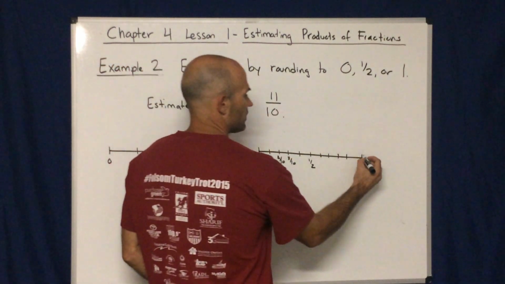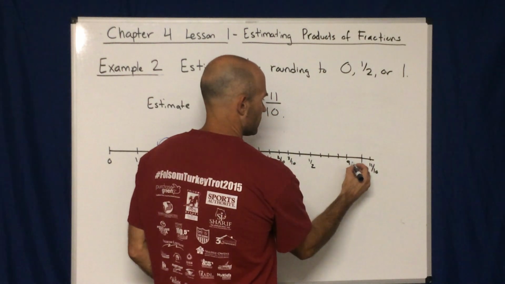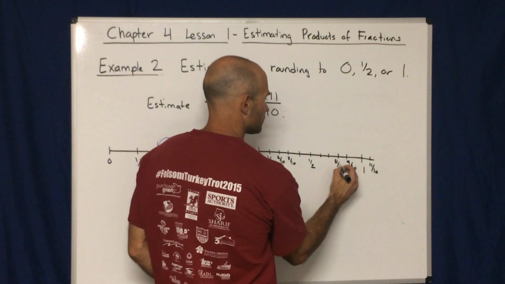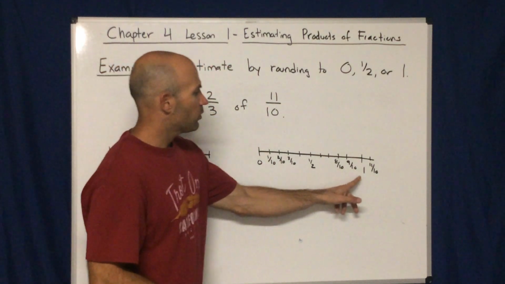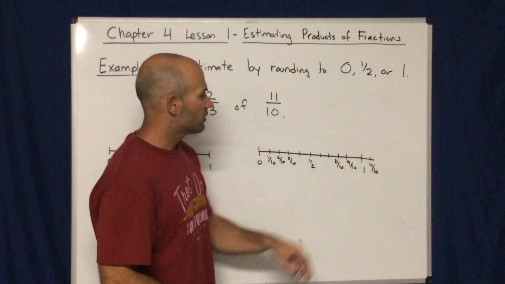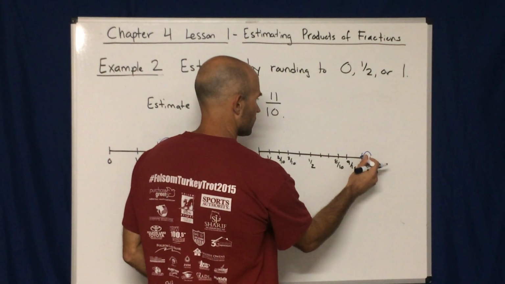So here, 11 over 10 would be sitting right here. Right, this one would be 9 over 10, 8 over 10. So among the fractions 0, 1/2, and 1, what number is 11 over 10 closest to? And it's definitely closest to 1. So right here.